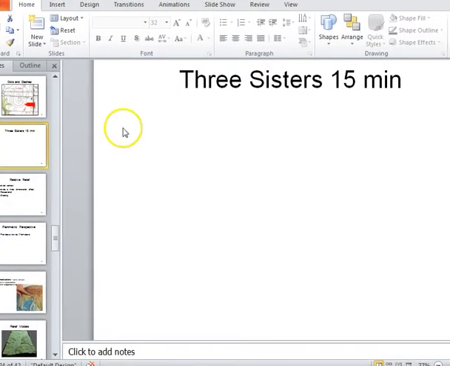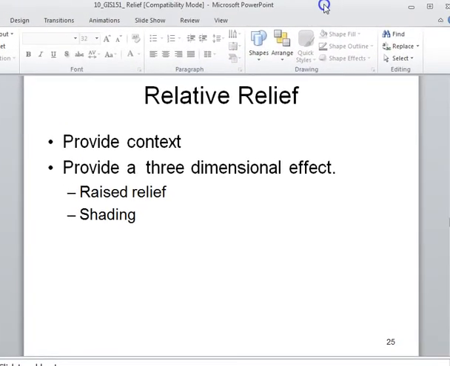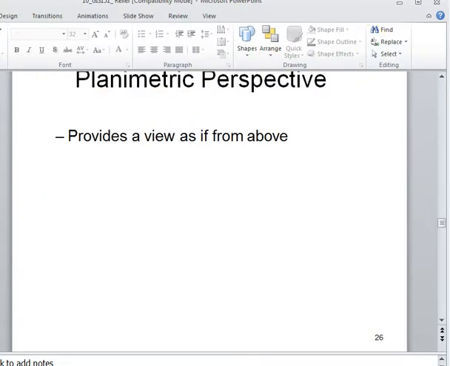And you can look at it on the Eugene East map as well. It gets a little more confusing because there are so many other lines on that, with city lines and that kind of stuff. So relative relief really provides context. It gives that three-dimensional effect. And you can do that by raised relief or by shading. There's lots of different ways to show that.